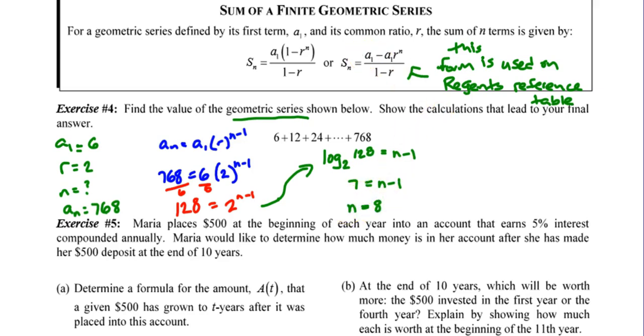Nice. Now I can solve for the sum. So S sub 8 equals, why don't you sub in all the information you have, use your calculator, and find out what that sum is. All right, so I'm hoping you did that. At this point, I've got my a sub 1 minus my a sub 1 times my ratio to the nth power all over 1 minus the ratio. Put all that into your calculator, and we have 1,530.